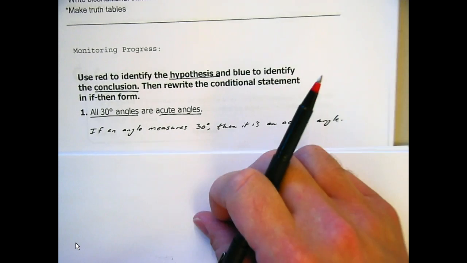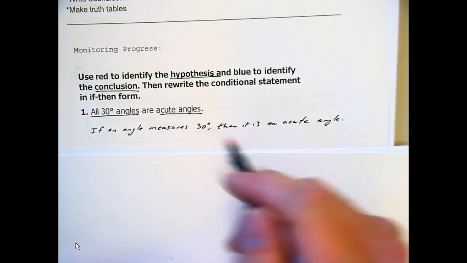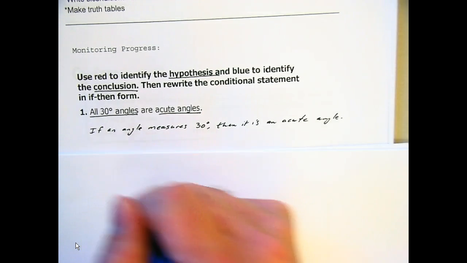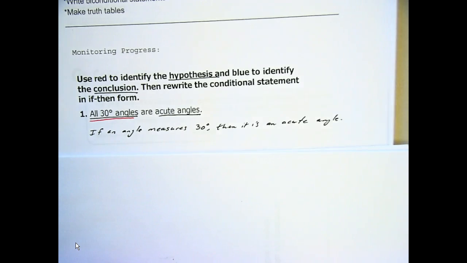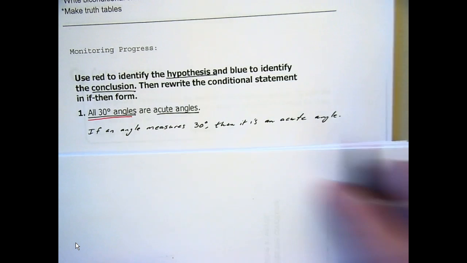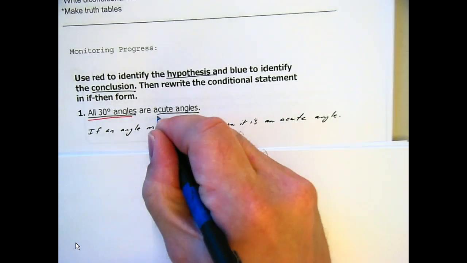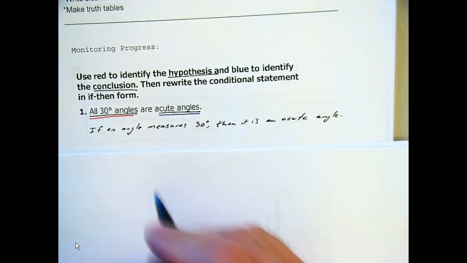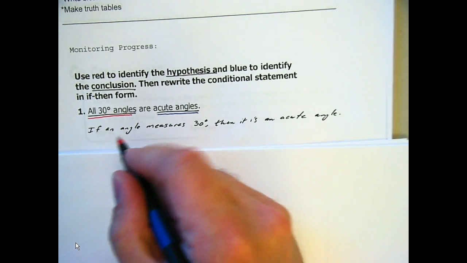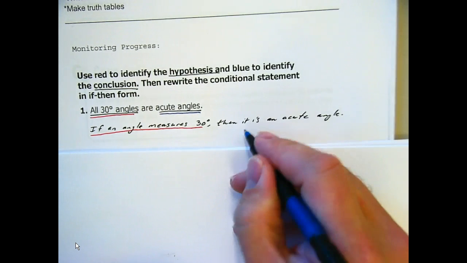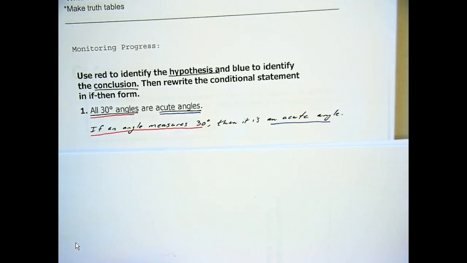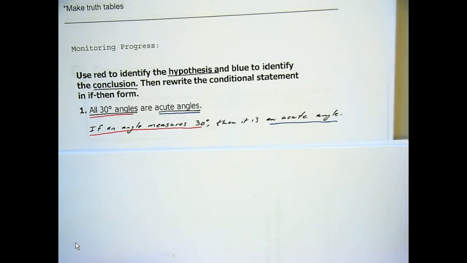That's no problem. So if an angle measures 30 degrees, that is my hypothesis. Okay? My conclusion, I have acute angles. So if my angle measures 30 degrees, there we got it, and then it's an acute angle. Hypothesis and conclusion. All right, how many got it? Okay.